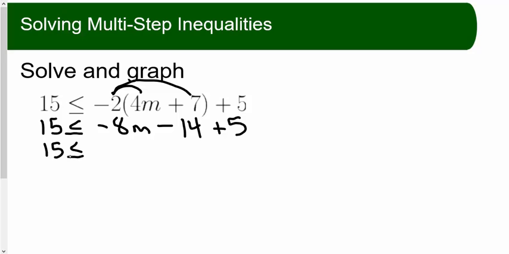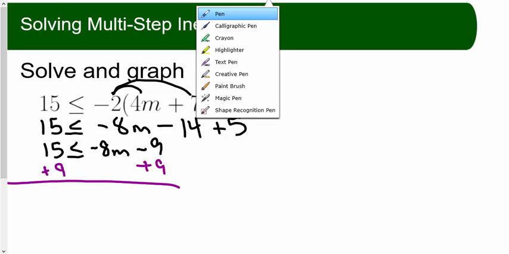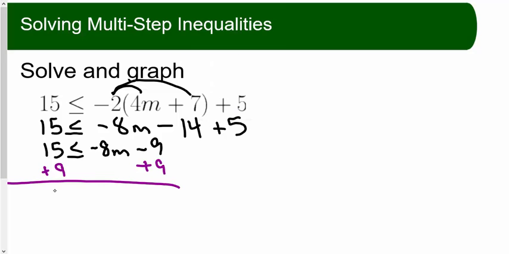Then to keep simplifying, I'm just going to combine like terms. 15 is less than or equal to negative 8m. Negative 14 plus 5 is negative 9. And now I have an inequality that I can solve by zeroing out the constant. I'm going to add 9 to both sides. 15 plus 9, that gives me 24. 24 is less than or equal to negative 8m.